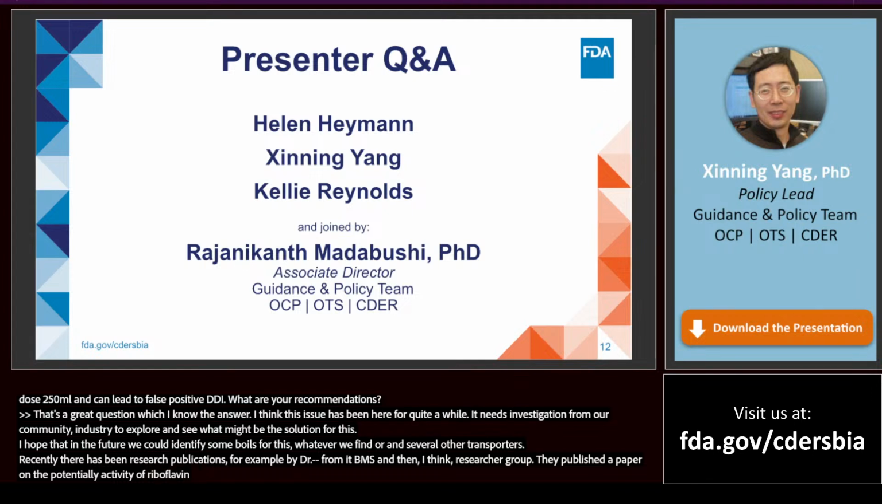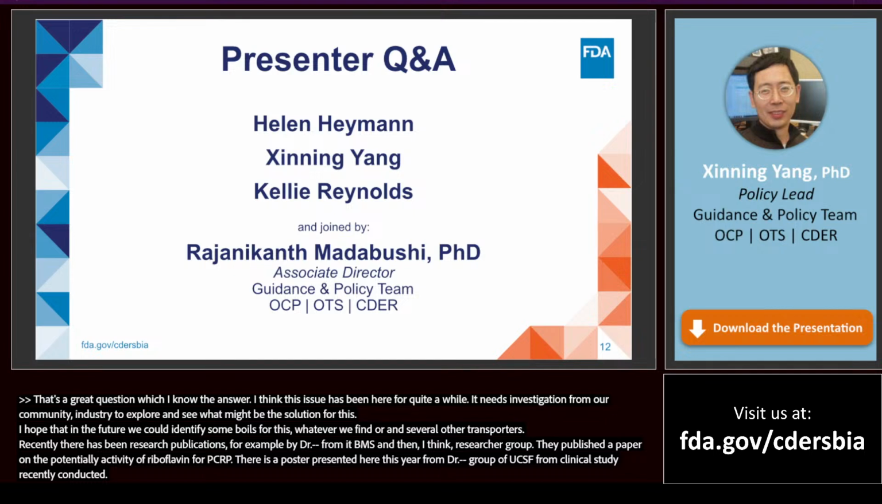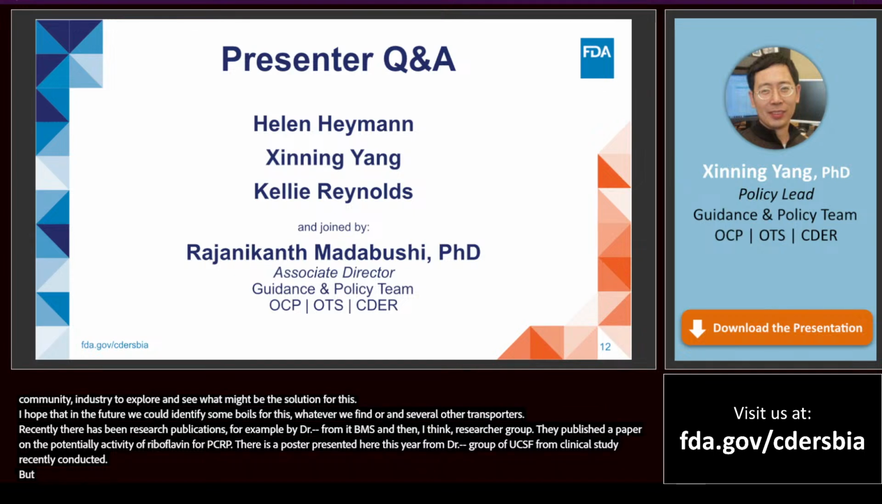And also there's a poster presented at the ASCPT meeting early this year, from Dr. Cassie Giacomini's group at UCSF, from a clinical study recently conducted. But of course, there's still much less data compared to several other transporters. Eventually, if we are lucky to have such an endogenous biomarker, I think that will greatly help improve the prediction and reduce false positives.